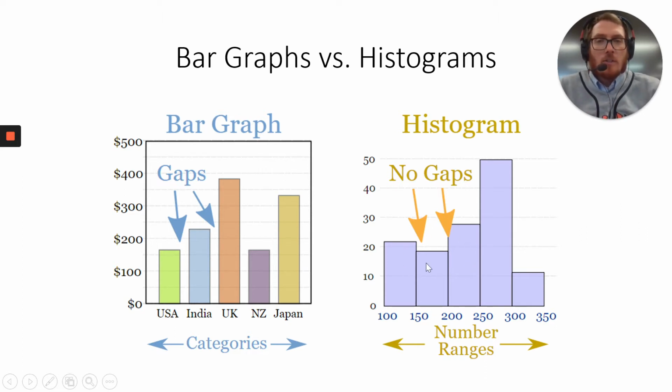And so the reason there's no gaps in this is because this number line just keeps going. The histogram will have a gap only if there's an outlier somewhere or a gap in the data set, not because they're categories like the bar graph does.